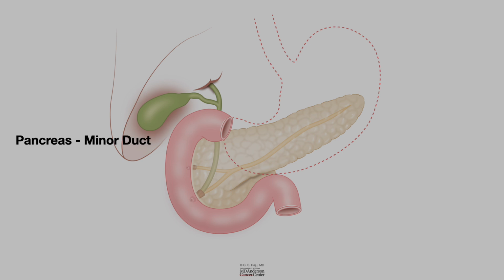Let us look at the minor duct. It is a small duct that sometimes can connect into the main duct, or sometimes it could be just a blind end. And it drains through the minor ampulla. So we learned about the anatomy of the pancreas.